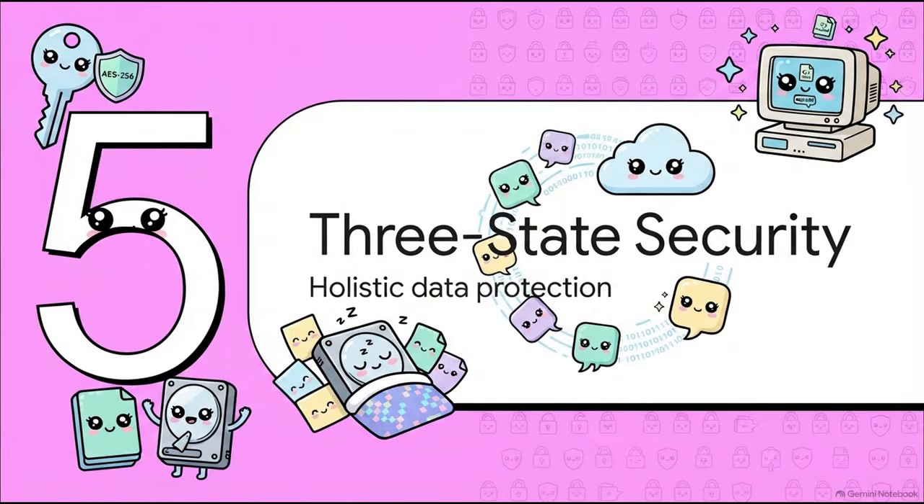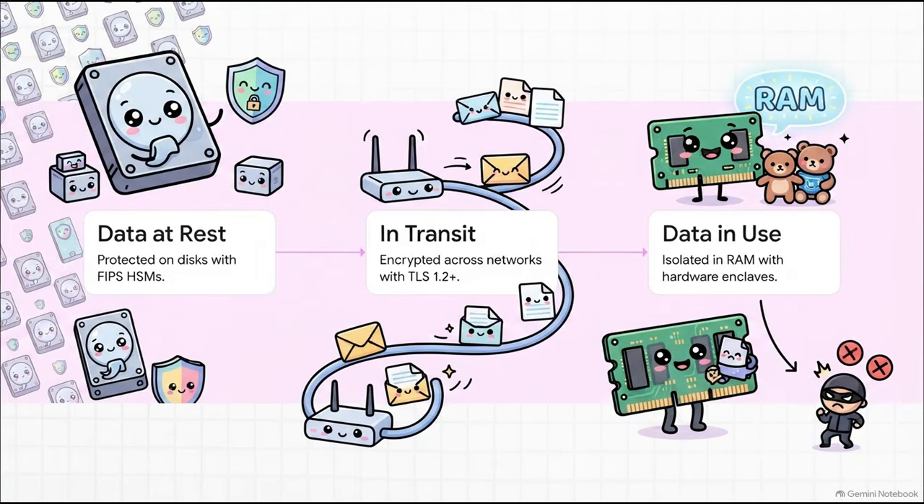Section 5, 3-state security coverage. Let's rapidly zoom out from the math and look at holistic data protection, because what actually happens when that beautifully encrypted data leaves your hard drive? This is where we need a holistic view, what's known as 3-state coverage. Data exists in 3 states.